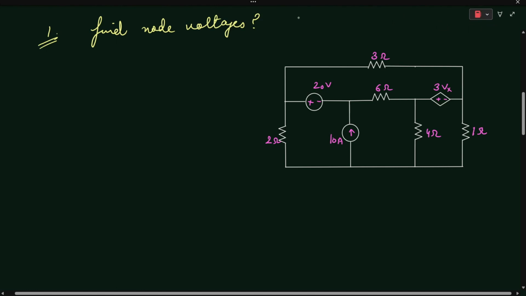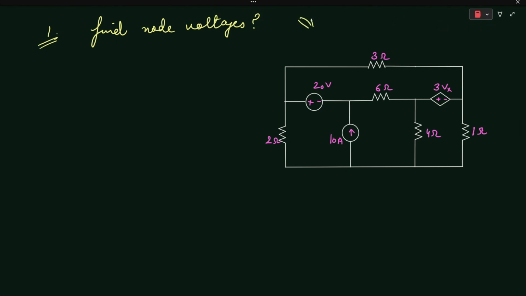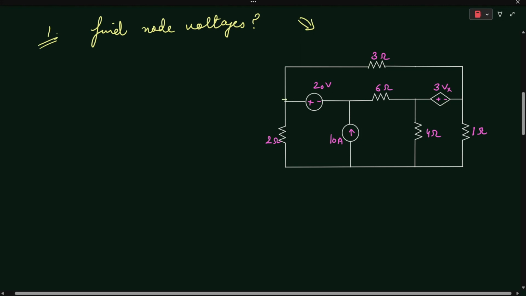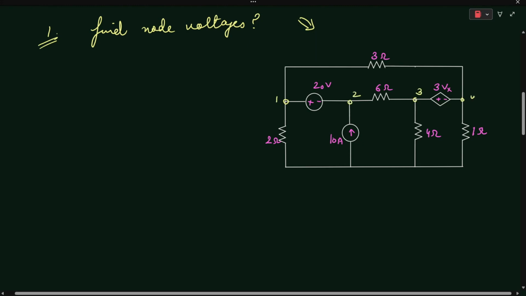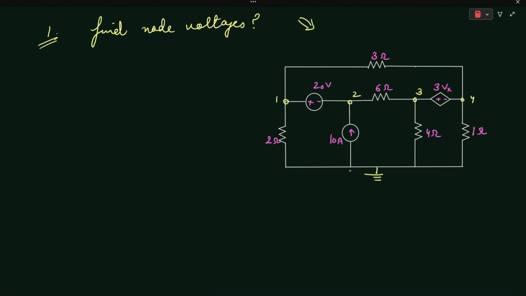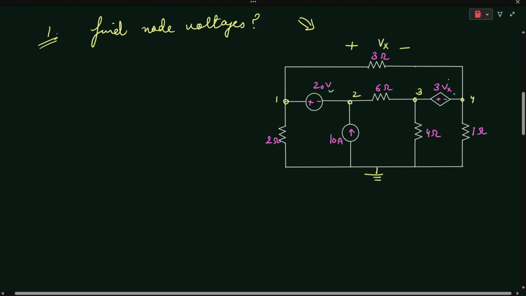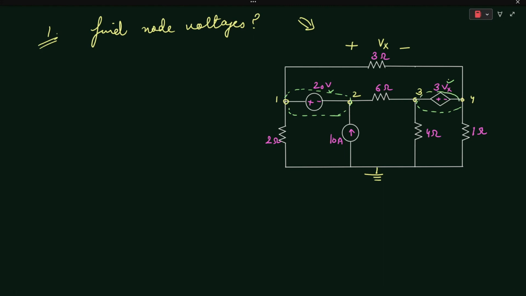Now let's apply the concept of supernode in this problem to understand it more deeply. Let's say this is your node 1, this is node number 2, this is 3, this is 4, and this is your reference node. As you can see in this diagram, there are two voltage sources, so we can apply the concept of supernode on these two voltage sources. This will be your first supernode, and this will be your second supernode.